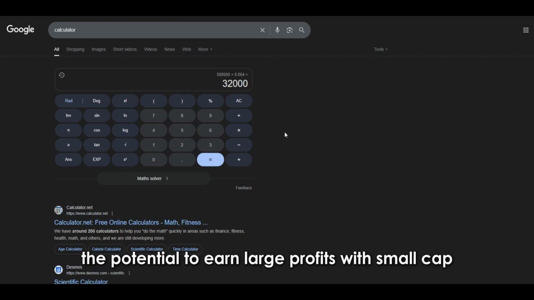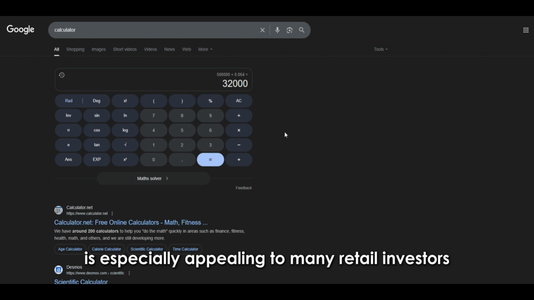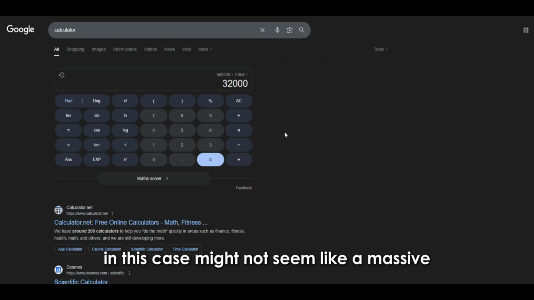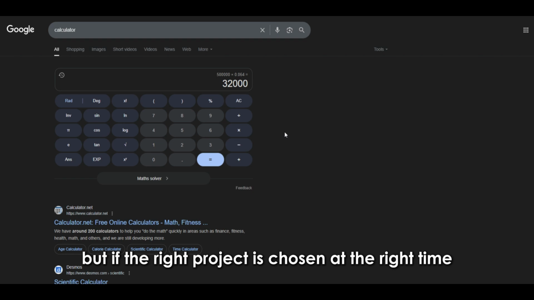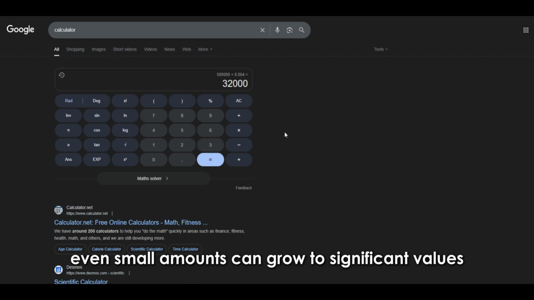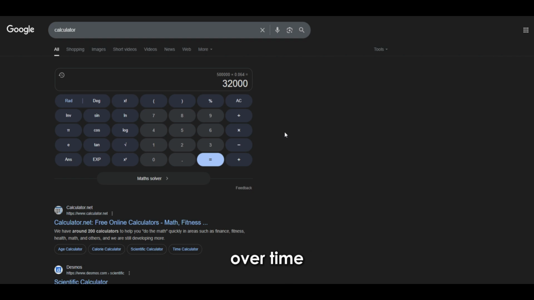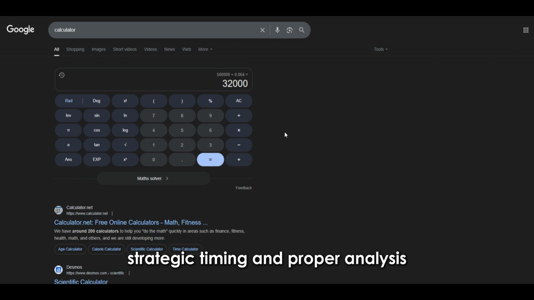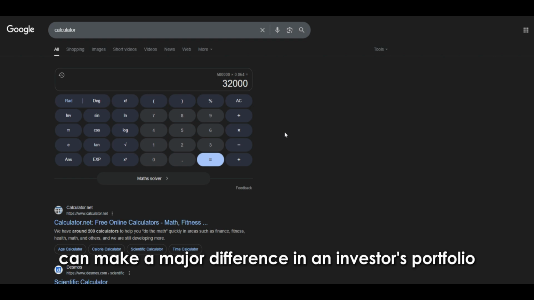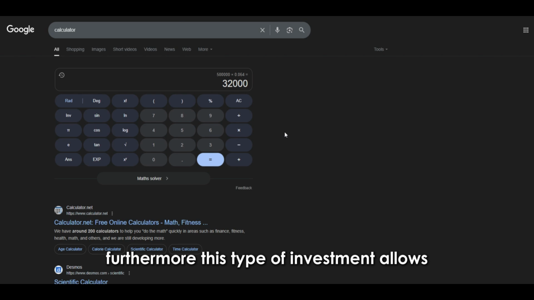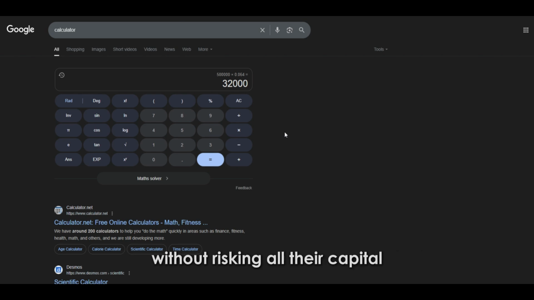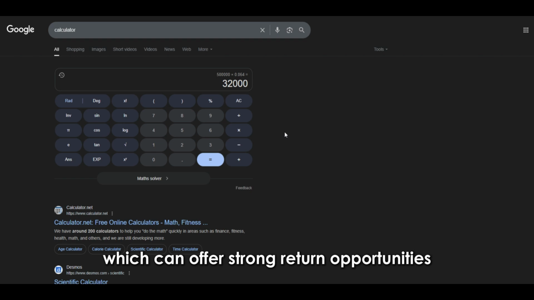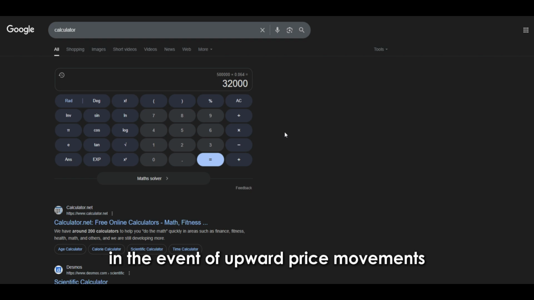The potential to earn large profits with small capital is especially appealing to many retail investors. For example, purchasing 500,000 coins in this case might not seem like a massive investment in the crypto space, but if the right project is chosen at the right time, even small amounts can grow to significant values over time. This also serves as a concrete example of how patience, strategic timing, and proper analysis can make a major difference in an investor's portfolio. Furthermore, this type of investment allows investors to acquire a large number of coins without risking all their capital. Low-priced coins make it possible to take substantial positions, which can offer strong return opportunities in the event of upward price movements.